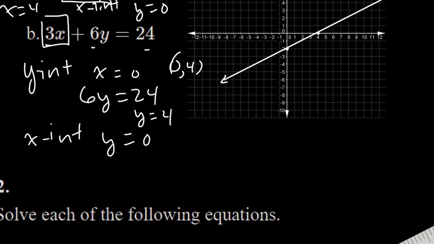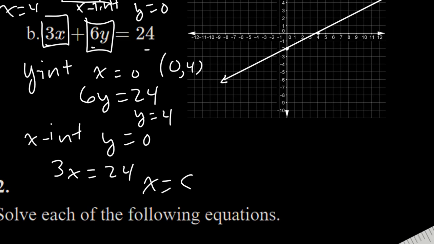Let's do the same thing for the x-intercept. For the x-intercept, we're going to let y be 0. So this term becomes 0. That means the equation becomes 3x is 24. And if I divide both sides by 3, I get that x is 8. So the point (8, 0) is my x-intercept.